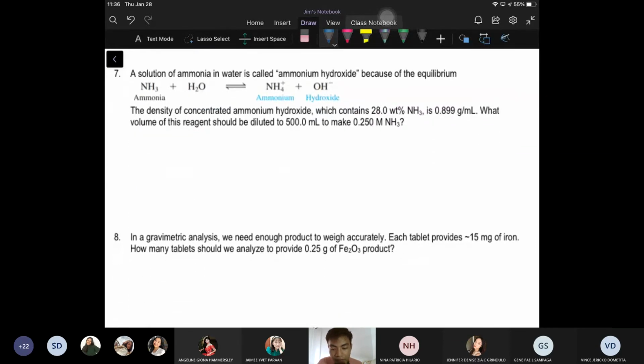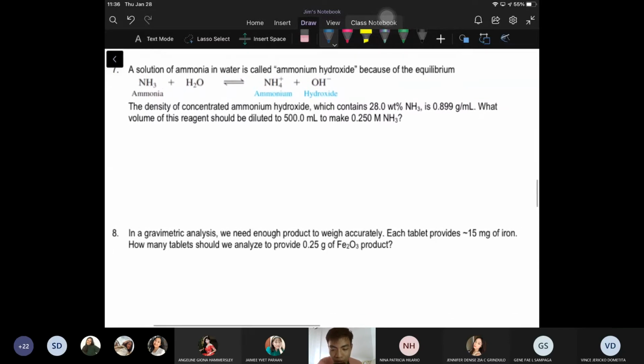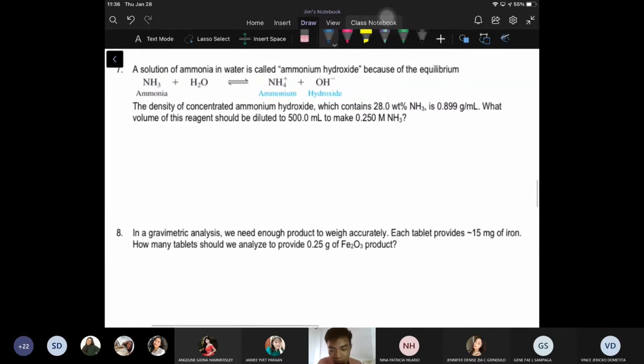Ito, number 7. Ang daming gagawin. So, basahin natin. A solution of ammonia in water is called ammonium hydroxide because of the equilibrium. Ammonia plus water equilibrates into ammonium hydroxide. Okay? So, yung equilibrium reaction sa future natin malalaman yan. Chapter 3 and 4. Okay?